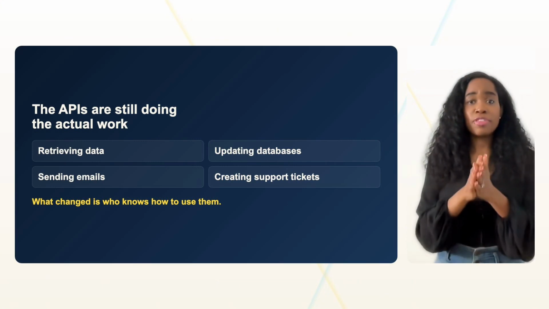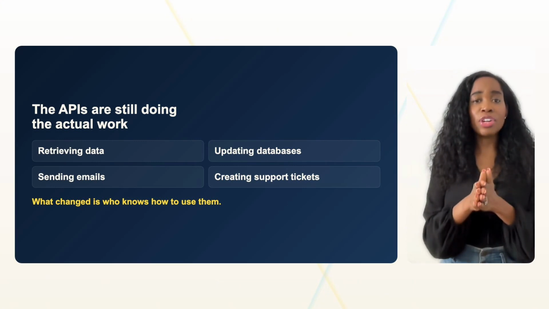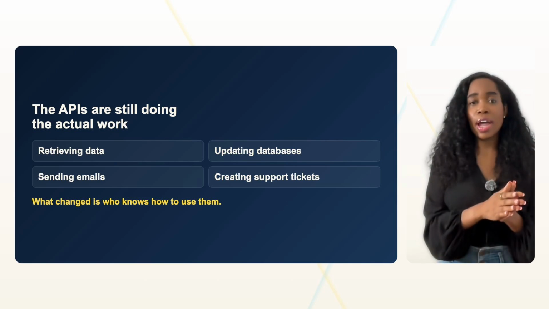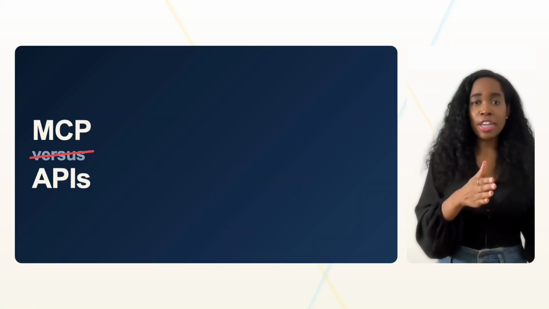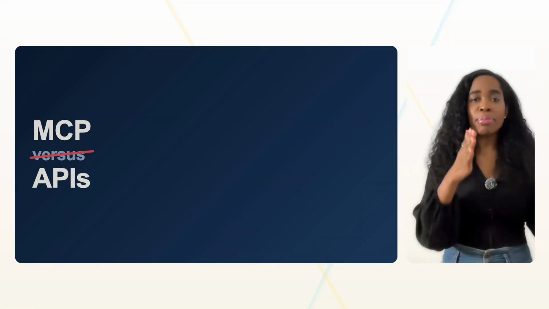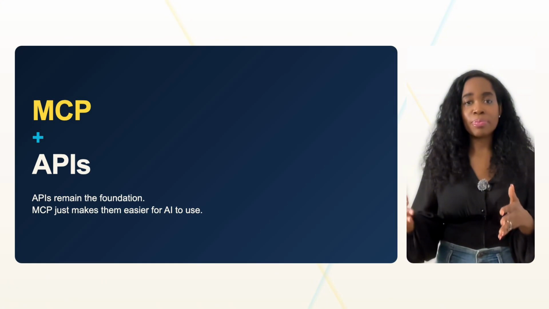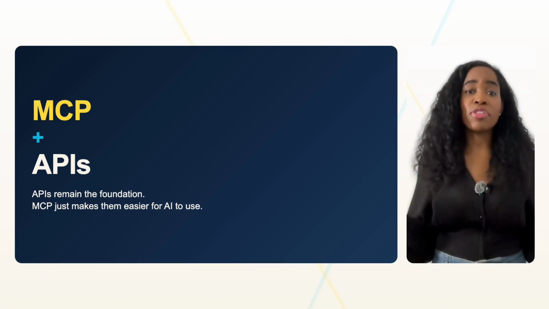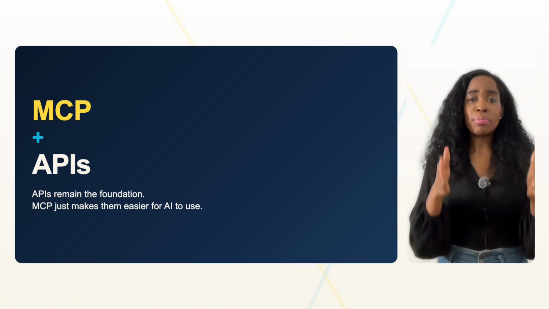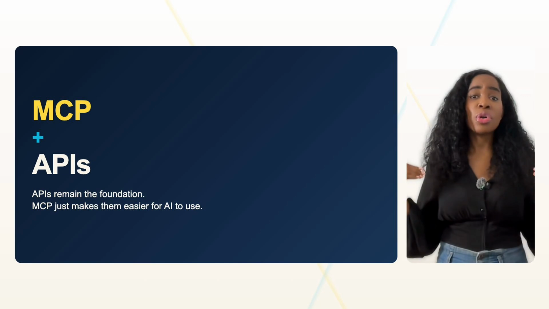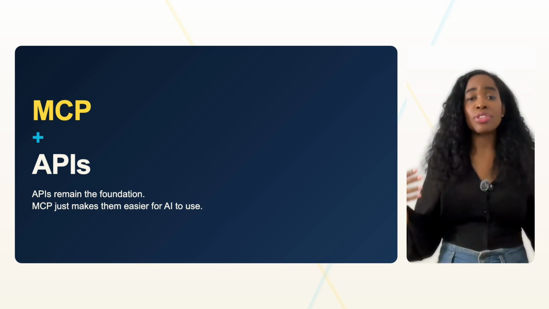Before MCP, developers had to manually teach AI how to interact with every API. With MCP, the application advertises its own capabilities, allowing the AI then to discover and use them on its own, which is super freaking cool. So it's not really MCP versus APIs, it's MCP working with APIs. APIs still remain the foundation. MCP simply makes those APIs much easier for AI to understand and to use.